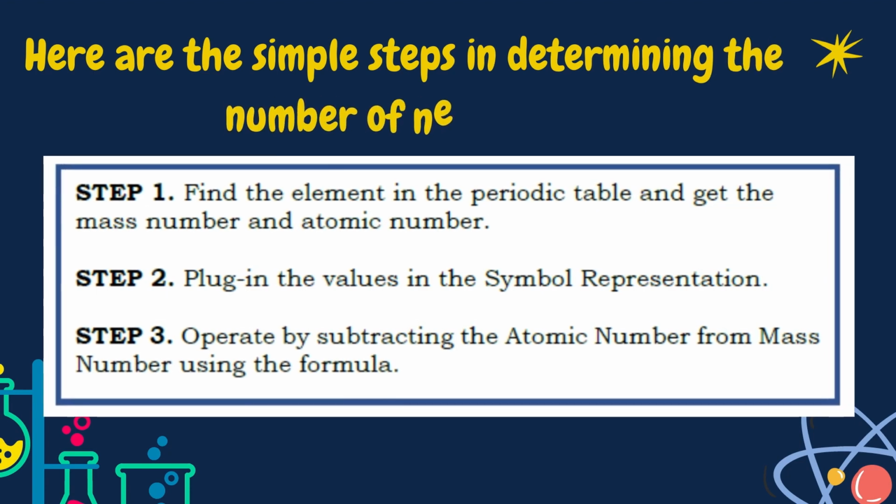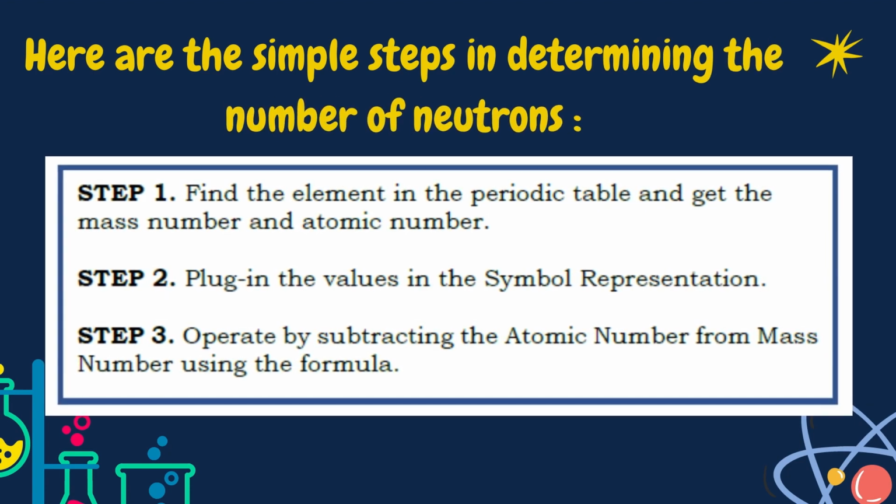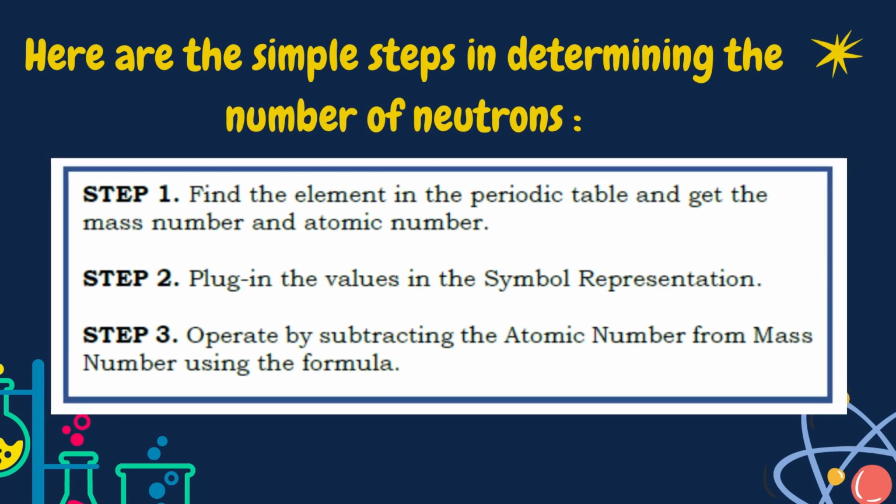Here are the simple steps in determining the number of neutrons. Step 1. Find the element in the periodic table and get the mass number and atomic number. Step 2. Plug in the values in the symbol representation. Step 3. Operate by subtracting the atomic number from the mass number using the formula.